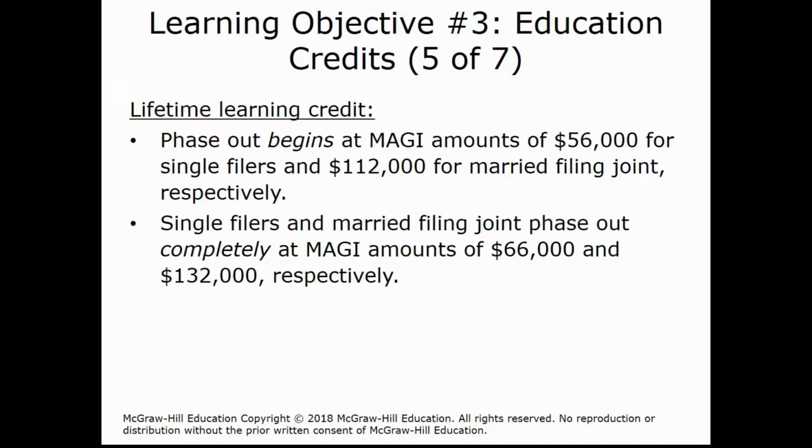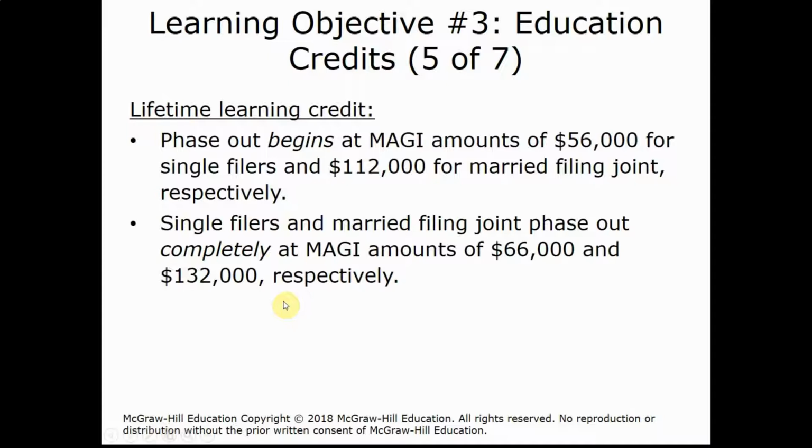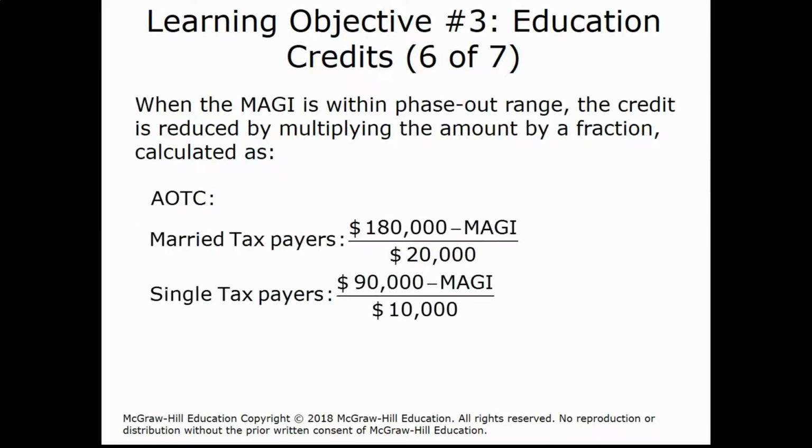The Lifetime Learning Credit also has a phase out. However, as you'll notice, the amount is phased out completely at only $66,000 for single, $132,000 for married filing joint. So again, the Lifetime Learning Credit is just not as generous, and it phases out sooner than the American Opportunity Credit. So here's a look at that phase out process.